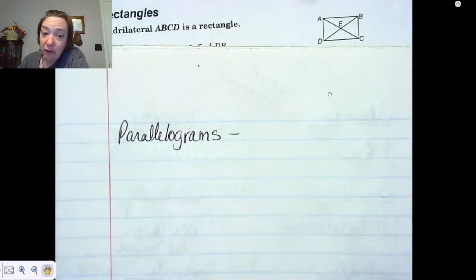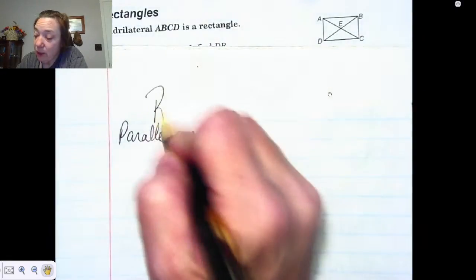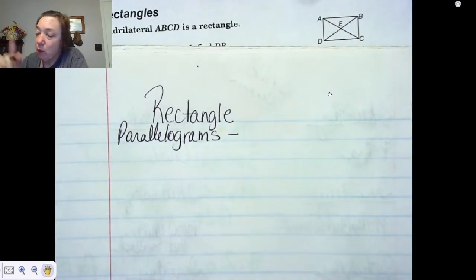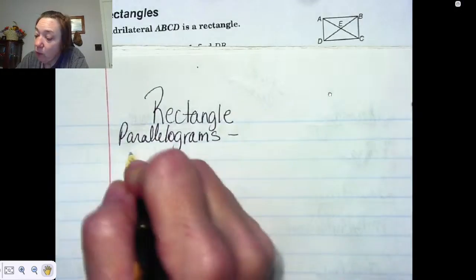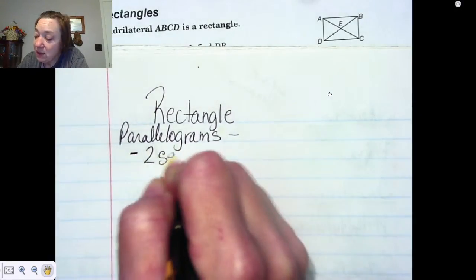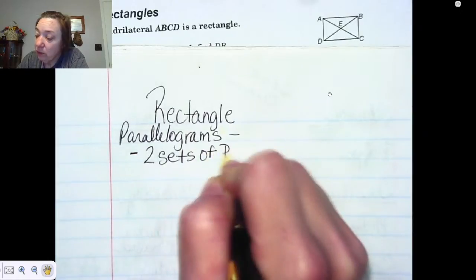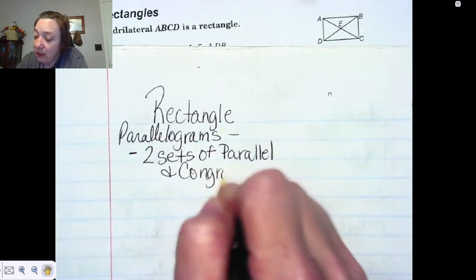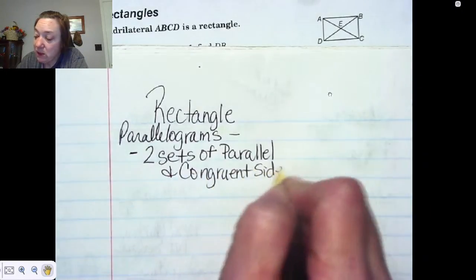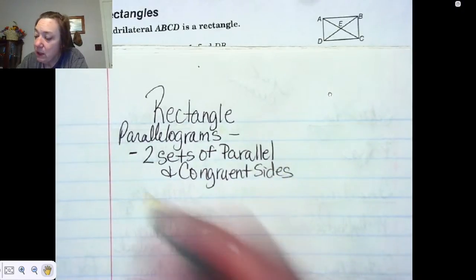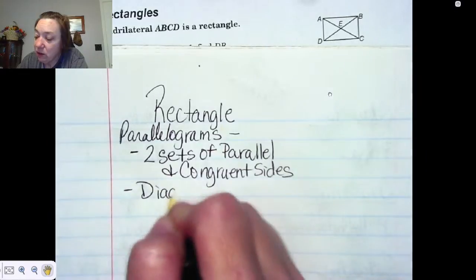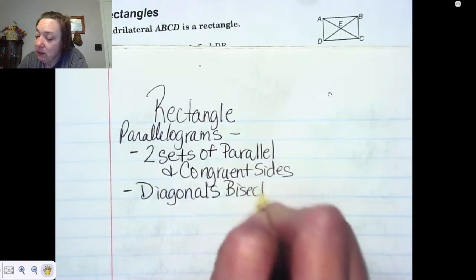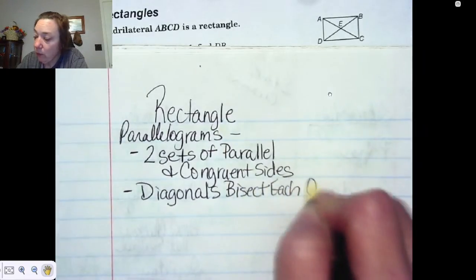Okay, so parallelograms, that's what a rectangle is. So a rectangle is a parallelogram. So it has to meet the criteria of being a parallelogram, which means here's things that we know about it. We know that it has two sets of parallel and congruent sides. We know that because we've been studying parallelograms, so we know what that means. We know that the diagonals bisect each other.